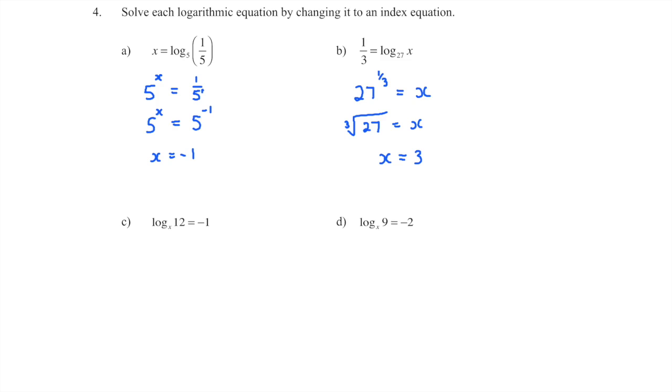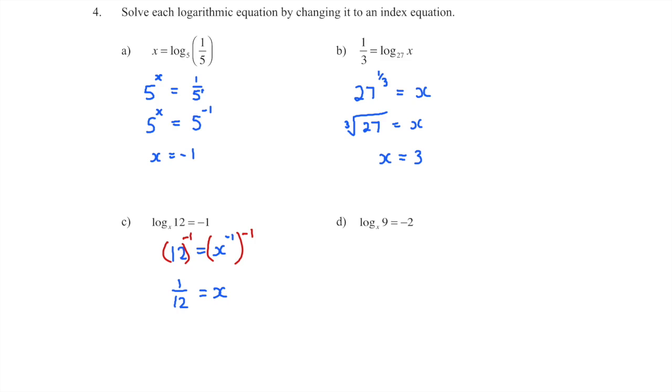Part C, slide the base. So if we slide the base, we're left with 12 equals x to the power of negative 1. There's several ways you could do this. I'm going to choose to do it this way. I'm going to raise both sides to the power of negative 1. On the left-hand side, I get 12 to the negative 1, which is another way of writing 1 over 12. On the right-hand side, I have a power to a power, and what's minus 1 times minus 1? Plus 1. So it's just x to the power of plus 1, or x equals 1/12.